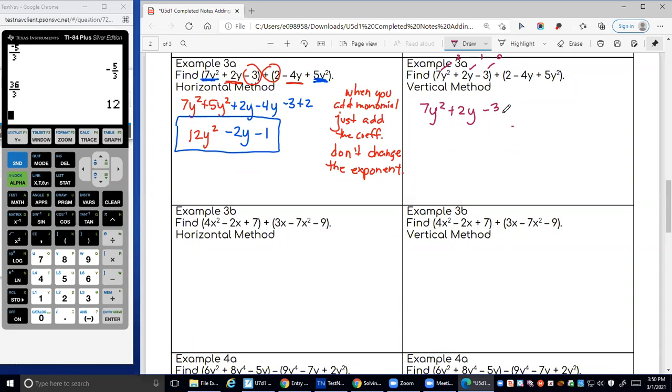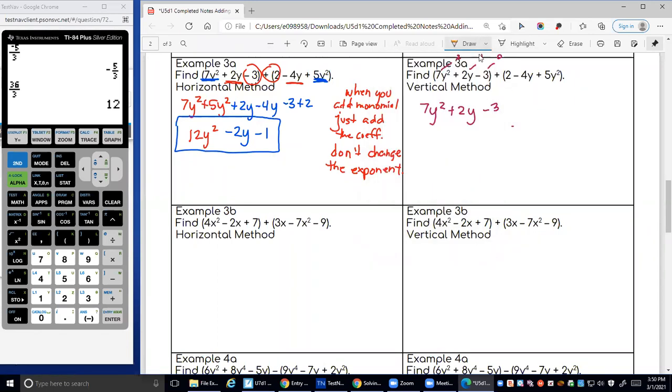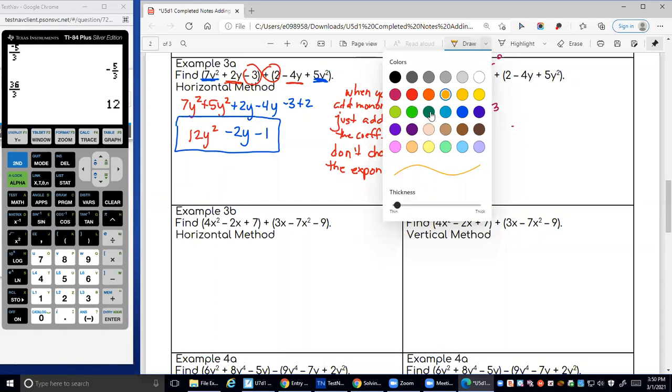Okay, and I gotta tell you, most of my classes have been liking this vertical method. I think because it reminds them of maybe when they were little and doing nice, simple, easy math problems. They were little, a long time ago.